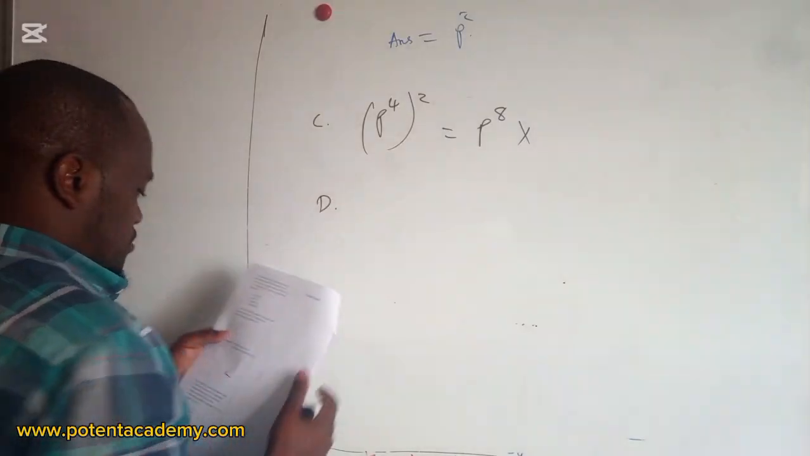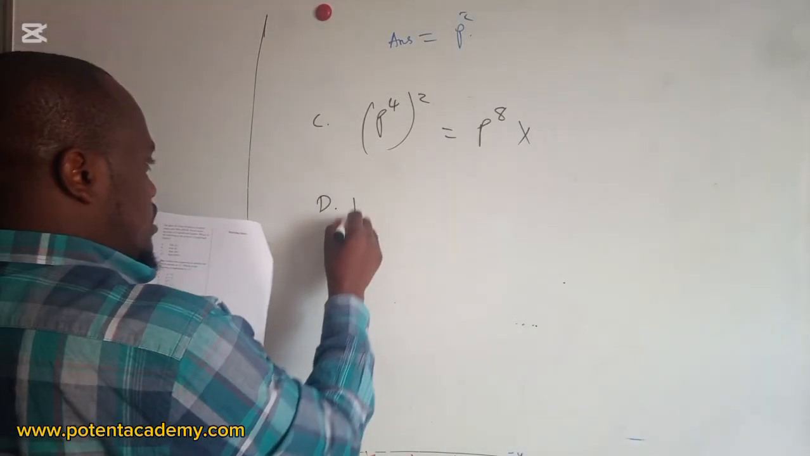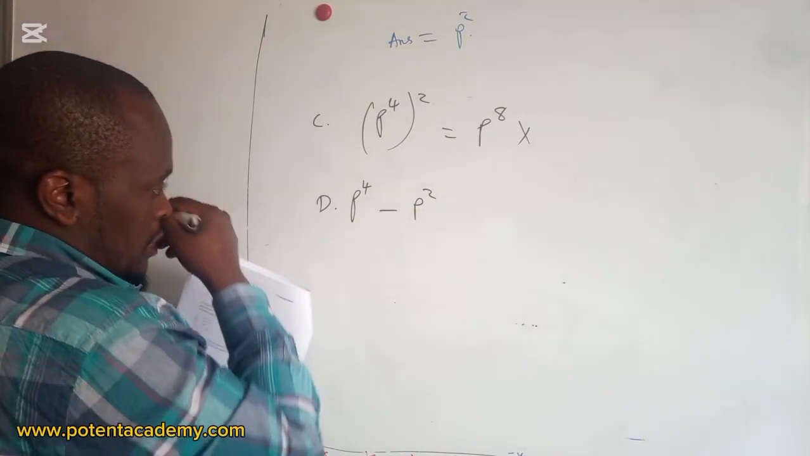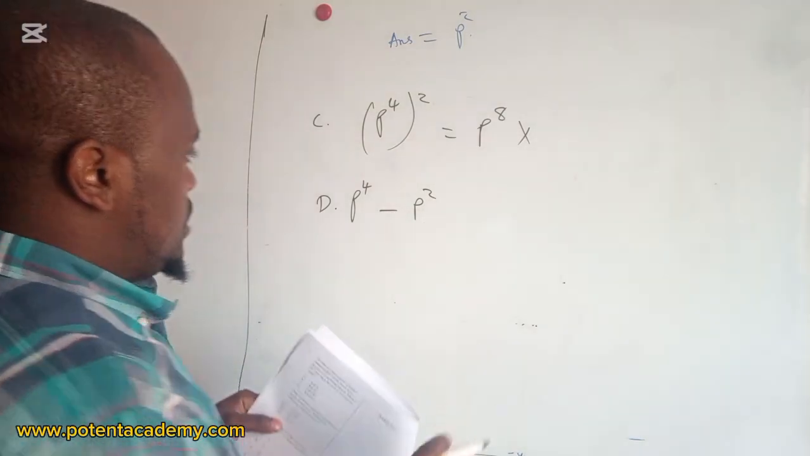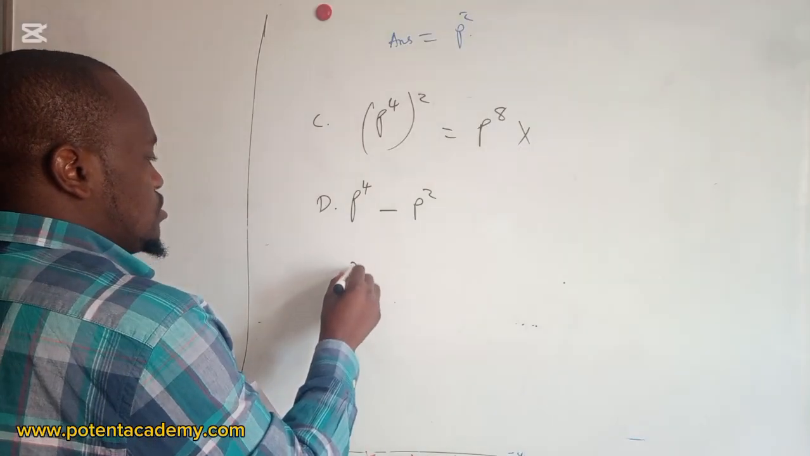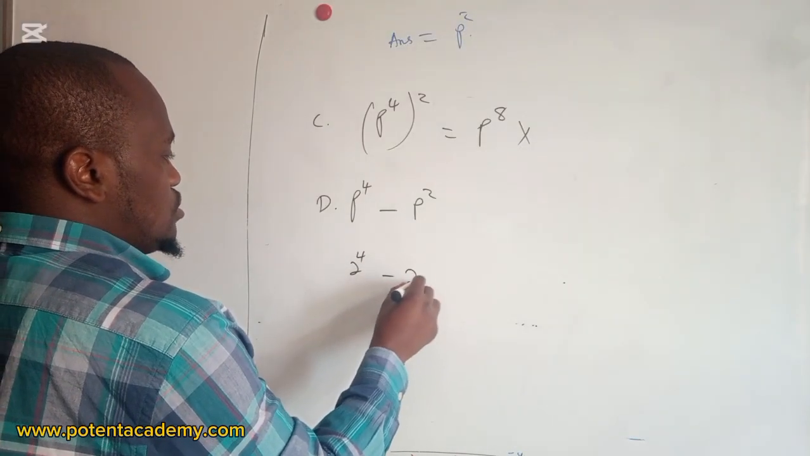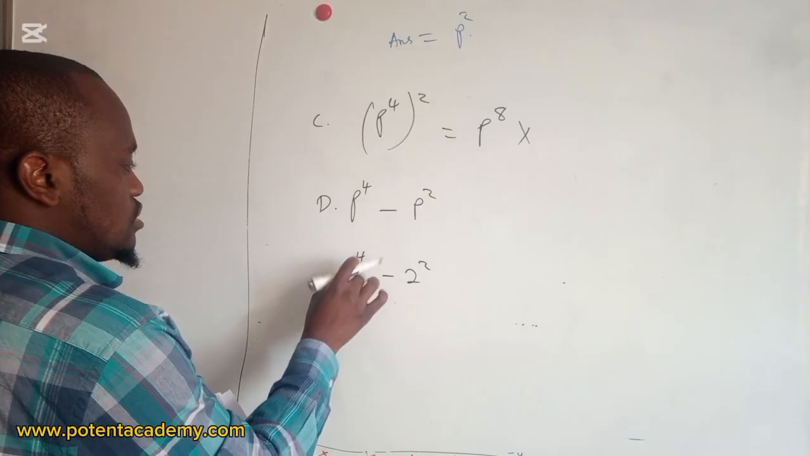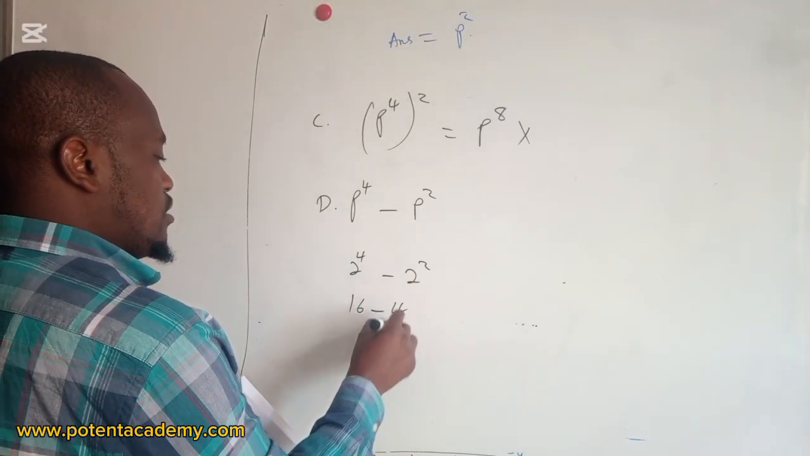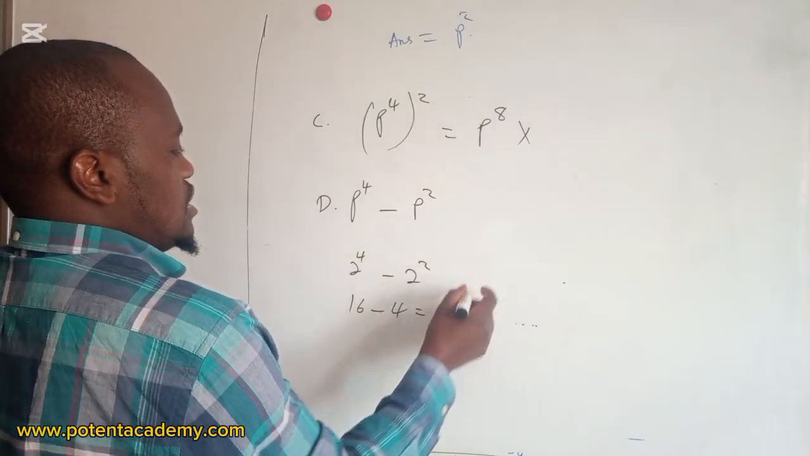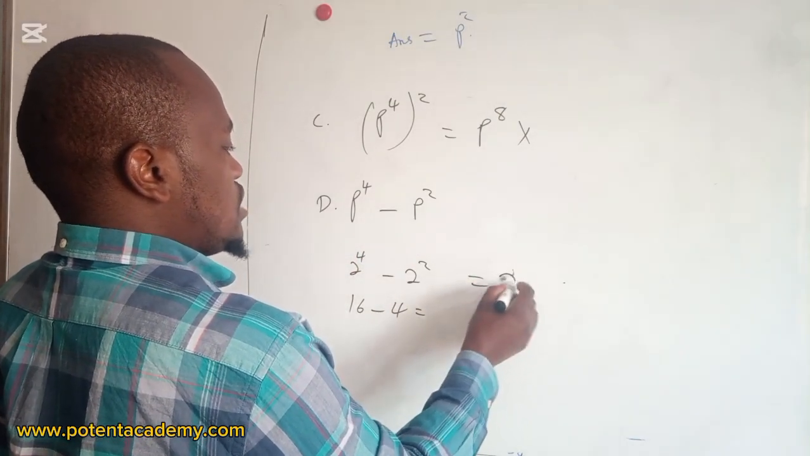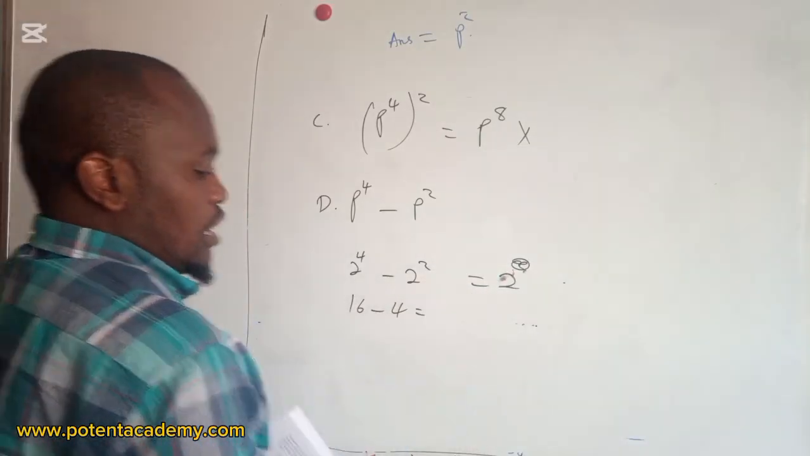We go to D. p raised to 4 minus p raised to 2. This one you cannot solve. You cannot collapse it. You can only solve it when you are given the values of p. Like it is 2 raised to 4 minus 2 squared. You can only solve 2 raised to 4, which is 16, minus 4. There is no way you can write this in terms of p or 2 raised to anything. You cannot collapse.